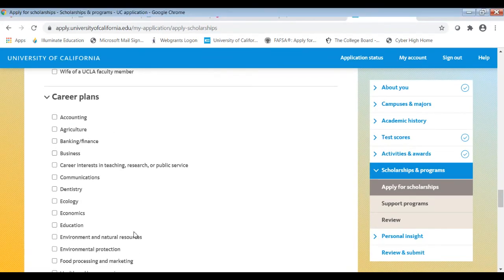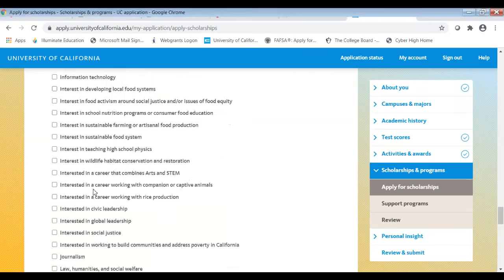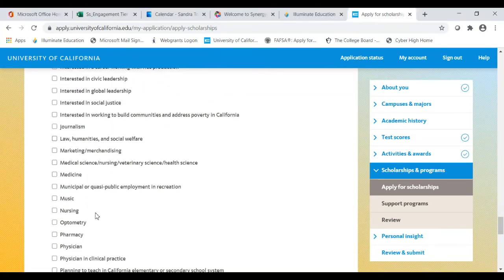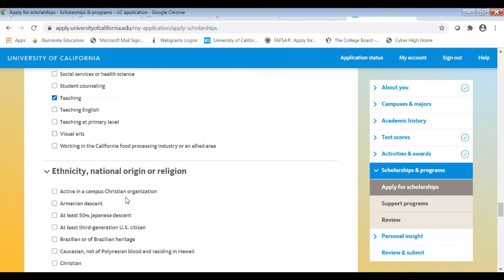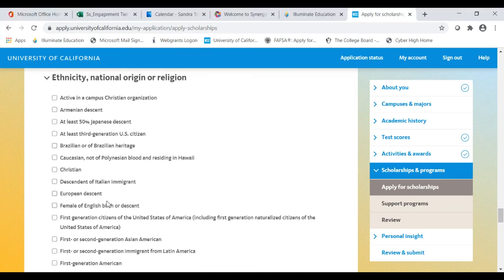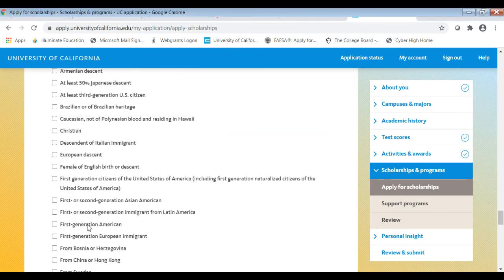Career plans. Okay, I had chosen education. Read through it, see if there's anything that pertains to you. I said I had planned on teaching, right? And then ethnicity. Okay, first generation American, that means you were first generation born here. Okay, I'm first generation born here.